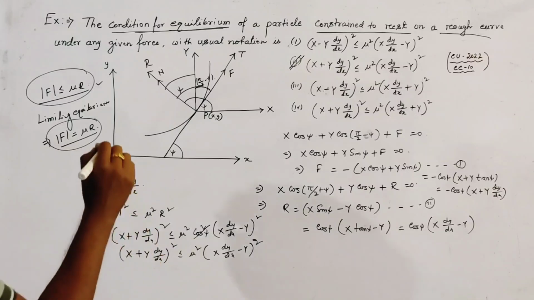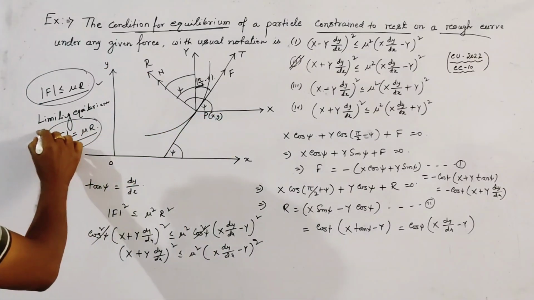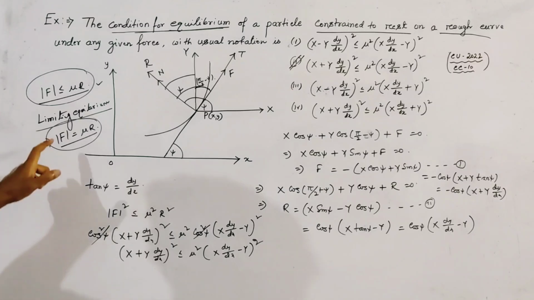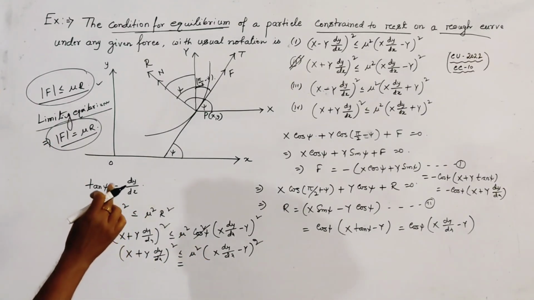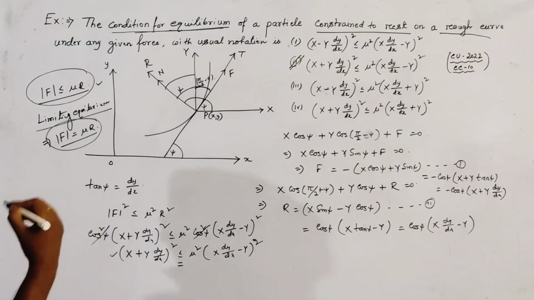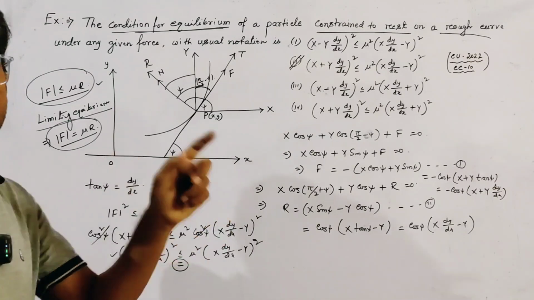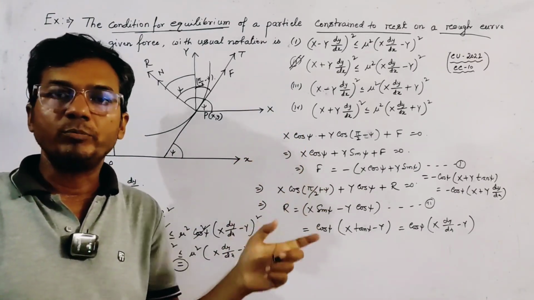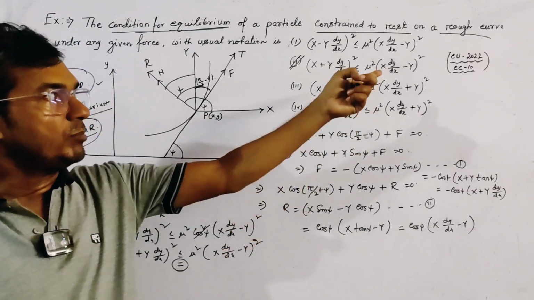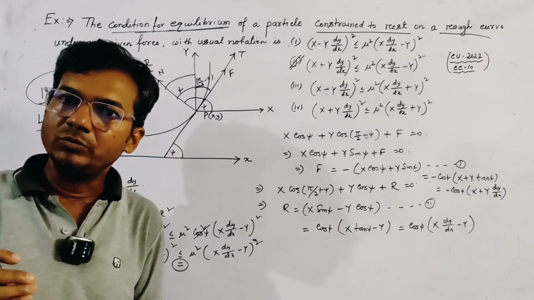And if it is given that the condition is limiting equilibrium, then it must be equal. So this is the condition of equilibrium, and if this is equal, then this is the condition of limiting equilibrium. This is a very simple and easy MCQ type problem from CU 2022. Thank you for watching.